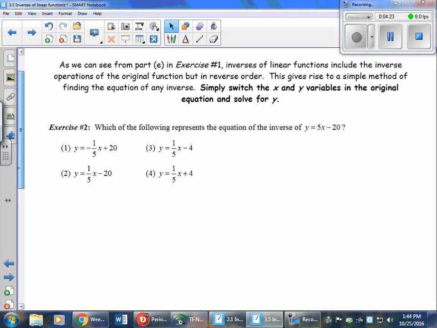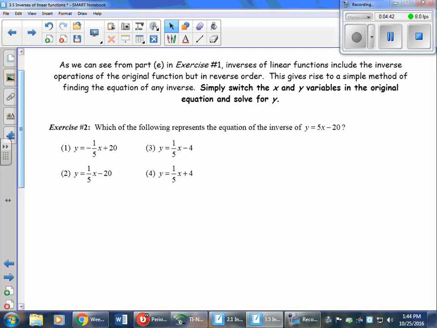As we can see from part D in exercise 1, inverses of linear functions include the inverse operations of the original function, but in reverse order. This gives rise to the simple method of finding the equation of any inverse, simply switching the x and the y variables in the equation.